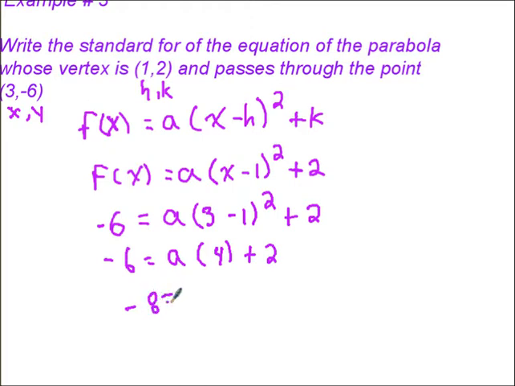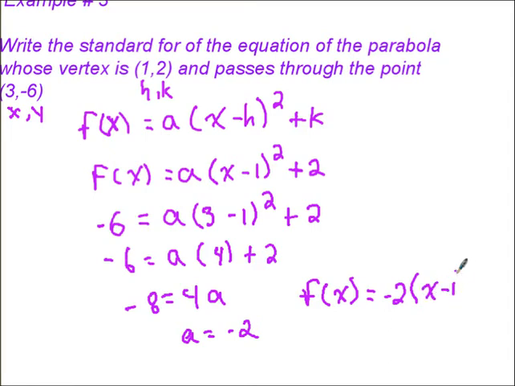So we're going to have negative 8 equals 4a, which means a must be negative 2, and so I can use all that information to write it in standard form. F of x equals negative 2 times x minus 1 quantity squared plus 2. That'll be my final answer.